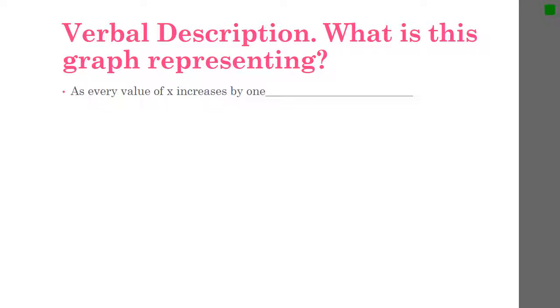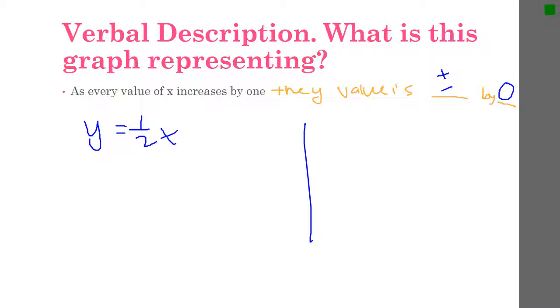Okay, so what is the graph representing? You may need to explain this. It's just as every x value increases by 1, the y value changes by a certain amount. So you're going to have 2 options here. The y value is either going to be increasing or it's going to be decreasing by a certain amount. In our equation y equals 1/2 x, you can see if we make a table right here. When x is 0, y is 0. When x is 1, y is 1/2. When x is 2, y is 1.